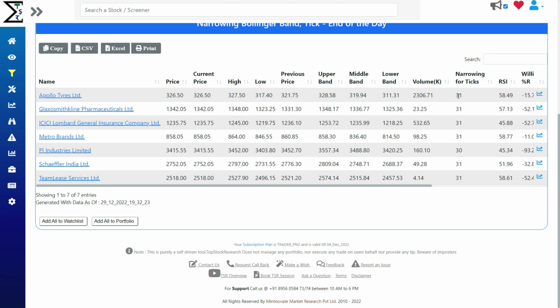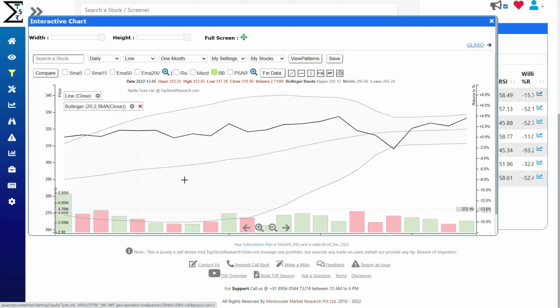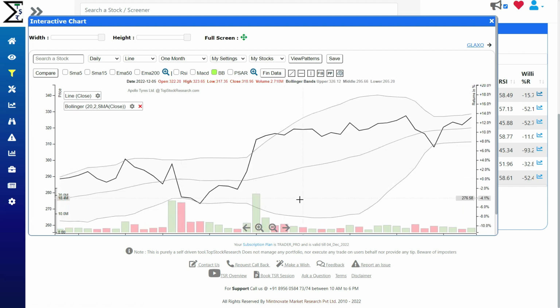And these are squeezing for 30 periods, which is a very good number. The longer the squeeze, the better it is. Okay, so let's look at the chart. After all those violent moves, it is finally going into a squeezing mode, a very, very narrow range.